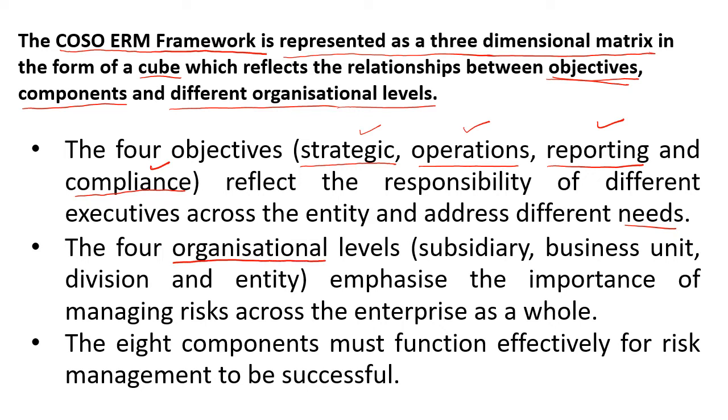The four organizational levels. Now this is the organizational level. What are the levels? Subsidiary, business unit, divisions and entity. These are the four organizational levels. They emphasize the importance of managing risks across the enterprise as a whole. The third dimension is the 8 components. These 8 components must function effectively for risk management to be successful.